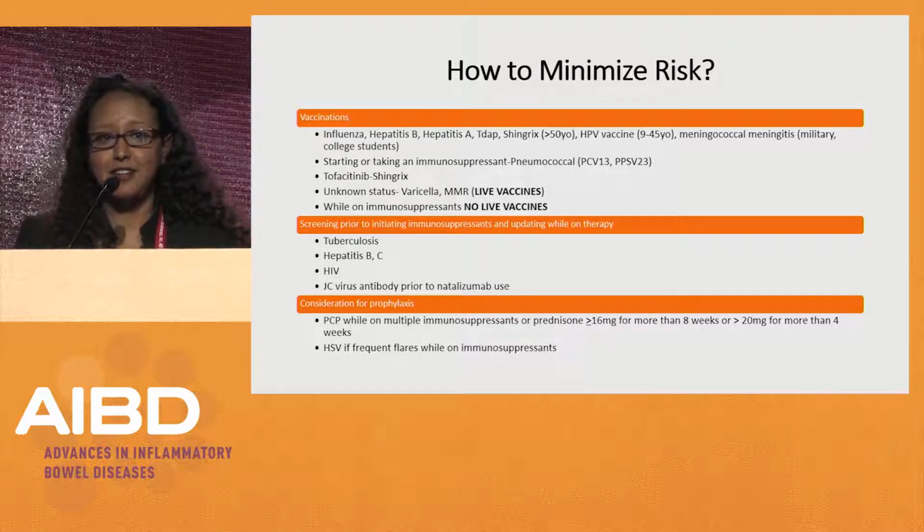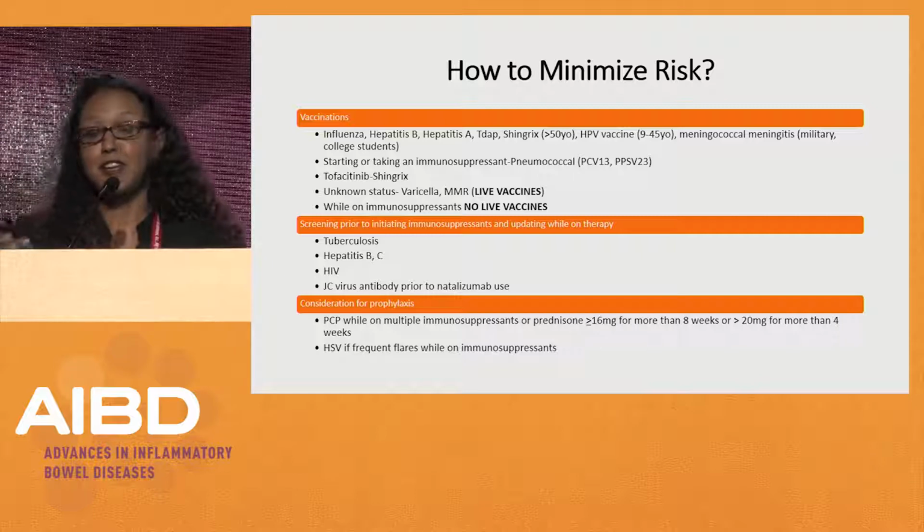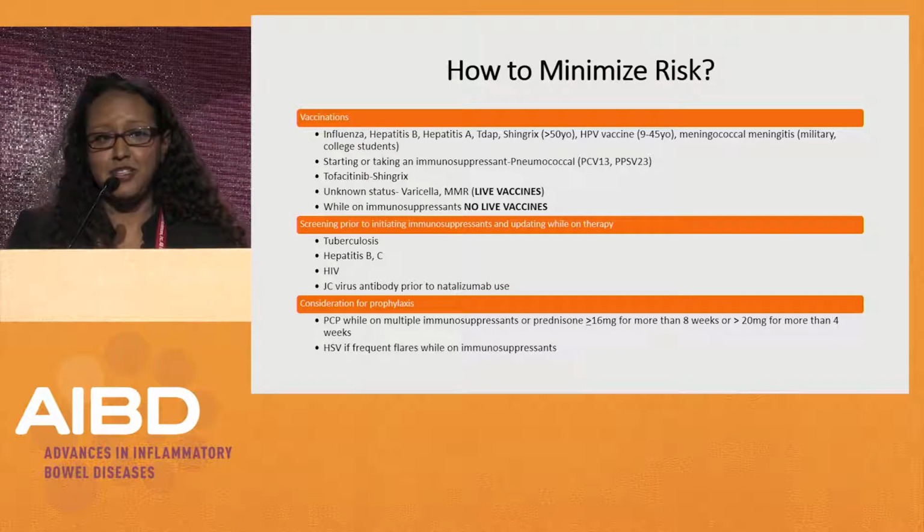If you don't know their status for varicella or MMR, consider those vaccines, but they are live, and so they should not be started on patients on immunosuppressants. And while on immunosuppressants, no live vaccines. And then we should also be screening our patients for infections prior to going on biologics. And you've heard of those: TB, Hep B, Hep C between patients born between 1945 and 65, consideration for HIV even, and then JC for natalizumab, and consideration for prophylaxis if patients are on steroids for a long period of time, high dose, and if they have HSV with frequent flares.